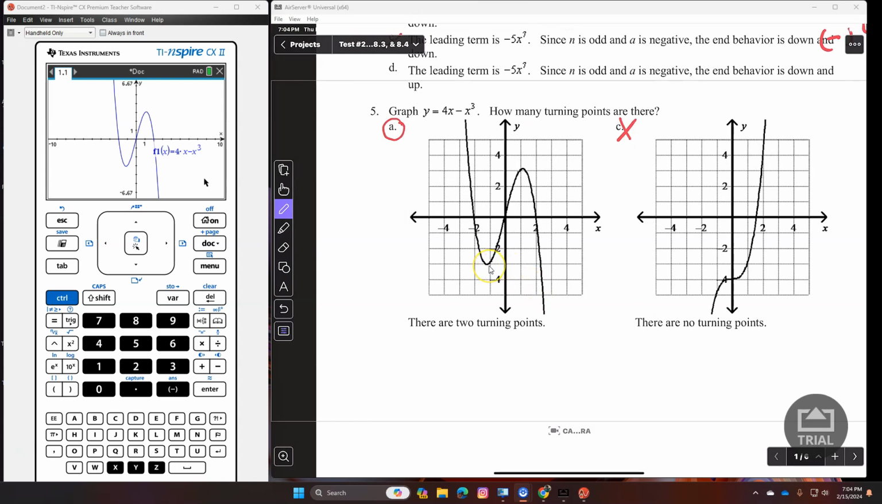And just remember that this right here is a turning point, and this right here is a turning point. This is also a minimum point, and this one is also a maximum point. And you do have a question of max and min on the test. So the max here is 1, 3, and the min here is -1, -3. So this is local max, and this is local min.